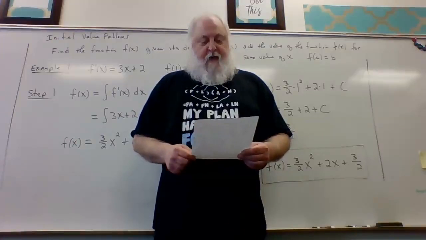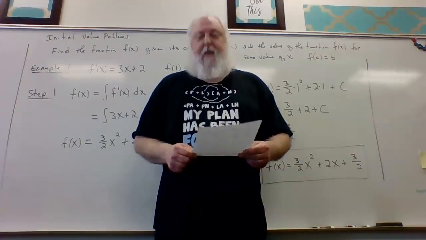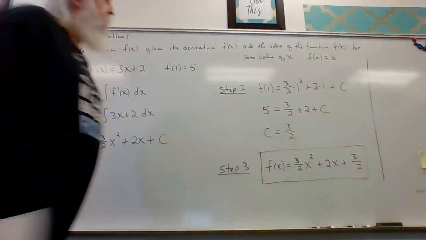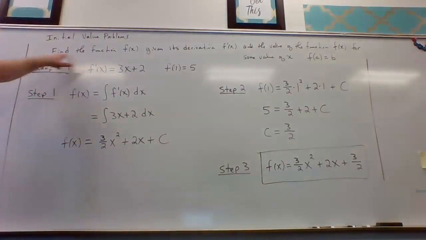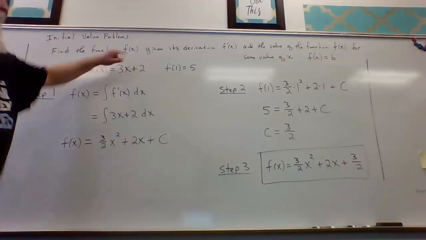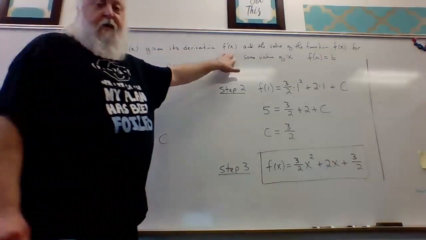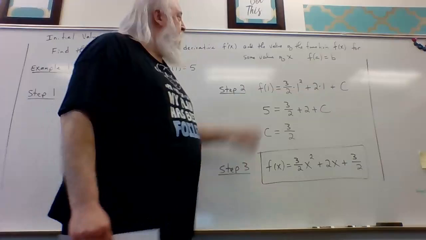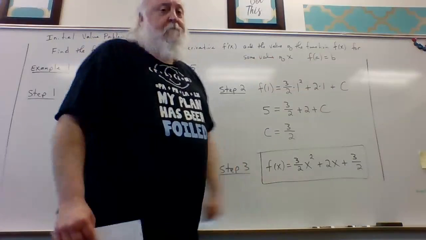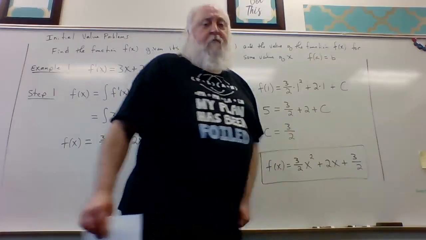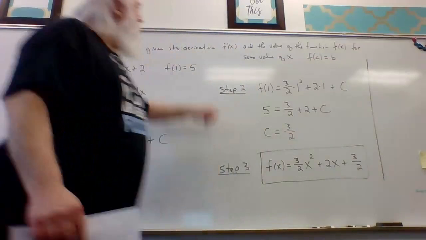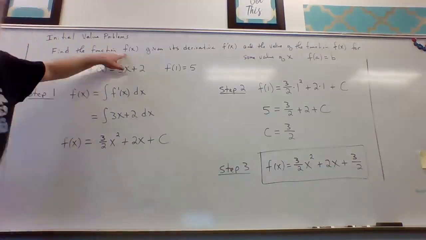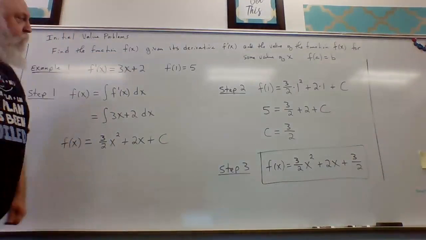We learned about initial value problems on page 75 in your note packet. Basically, initial value problems are where we have to find a function f of x given its derivative f prime of x and the value of the function f of x at some value of x. So given some value of x, we know the value of the function at that x. We also know the derivative of f of x, and using that information, we have to figure out what f of x is equal to.